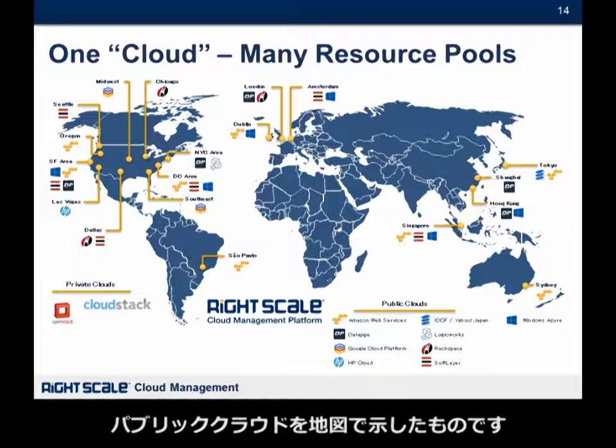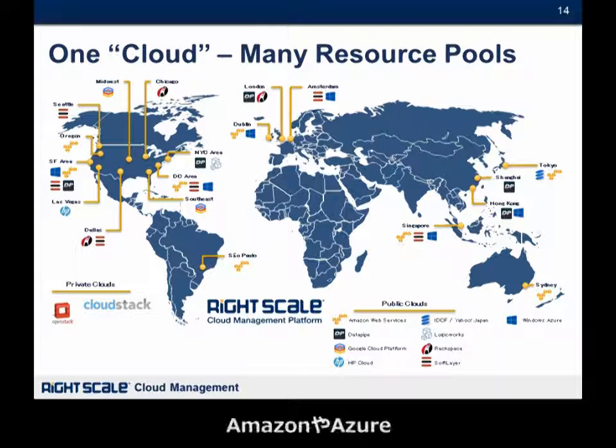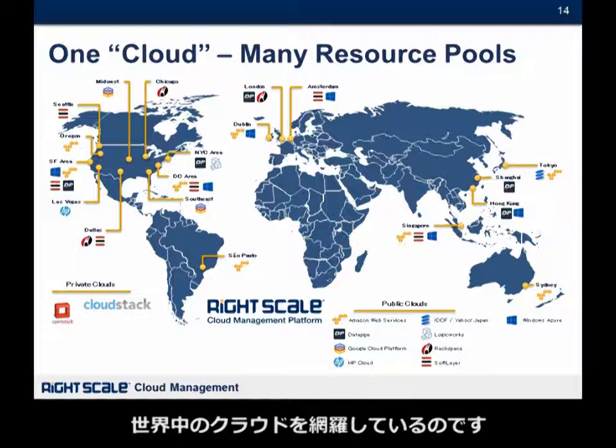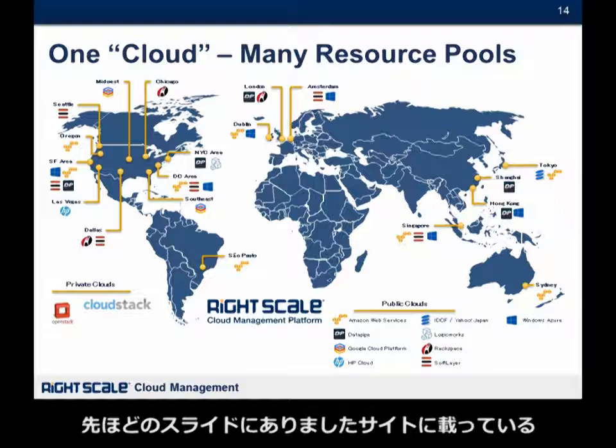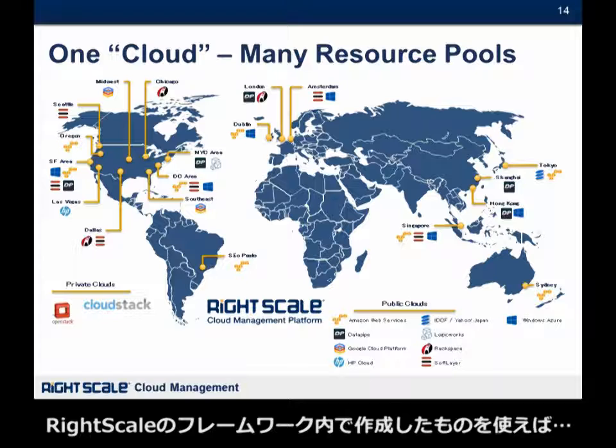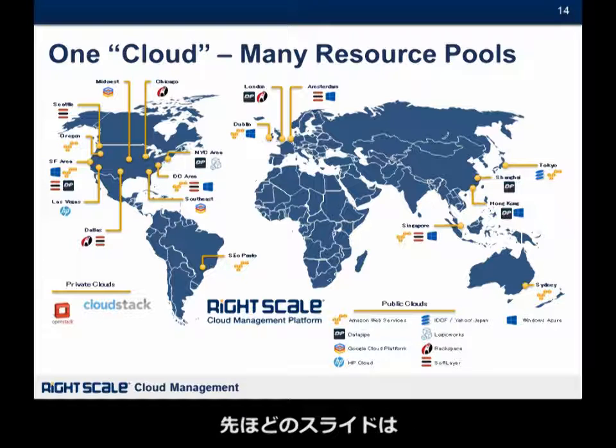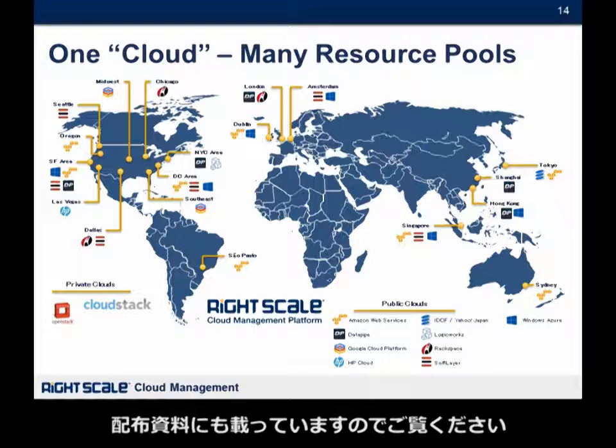Okay, so this slide really gives a good visual picture of all of the public clouds that are out there, like Amazon and Azure and Rackspace, et cetera. And by looking at this picture, you can see that the RightScale framework spans all of these clouds, so it provides truly global coverage. So if you create your application, your software as a service offering, using the stuff that we've created within the RightScale framework, which is on that website that I'd mentioned on a previous slide. Yeah, I can go back to it. It's over there, and you'll get it in your handouts as well.